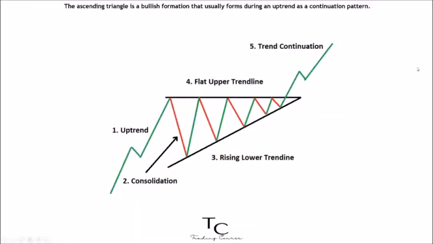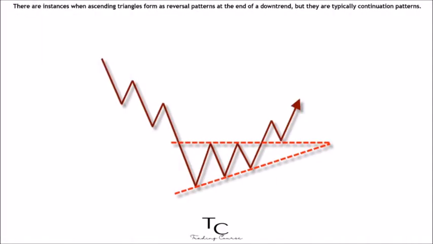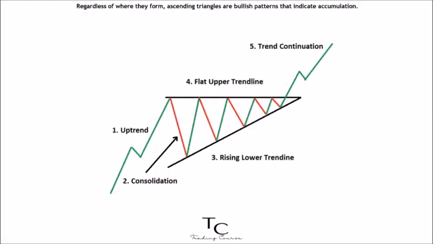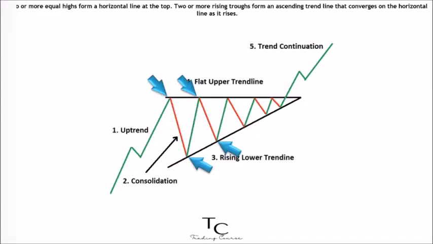The ascending triangle is a bullish formation that usually forms during an uptrend as a continuation pattern. There are instances when ascending triangles form as reversal patterns at the end of a downtrend, but they are typically continuation patterns. Regardless of where they form, ascending triangles are bullish patterns that indicate accumulation. Because of its shape, the pattern can also be referred to as a right-angle triangle.